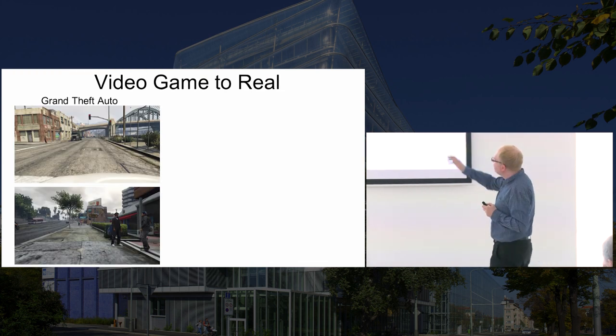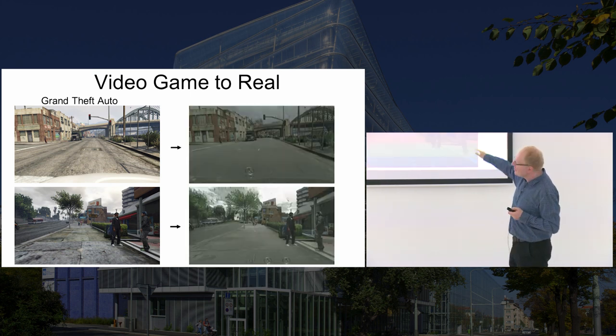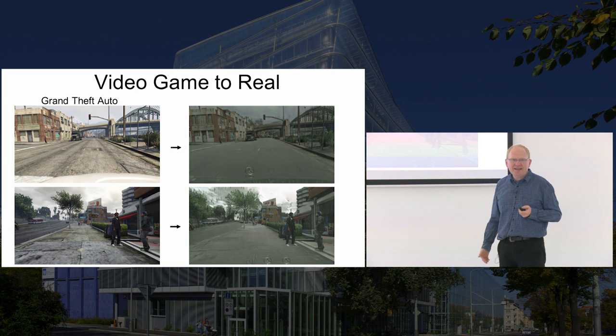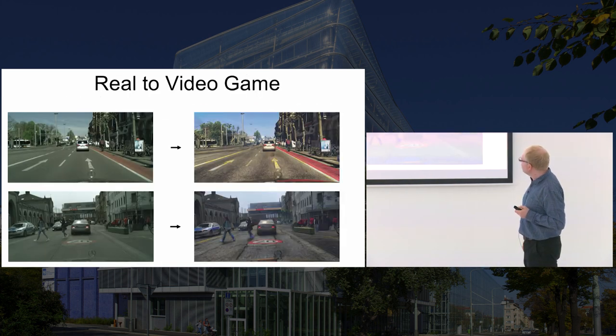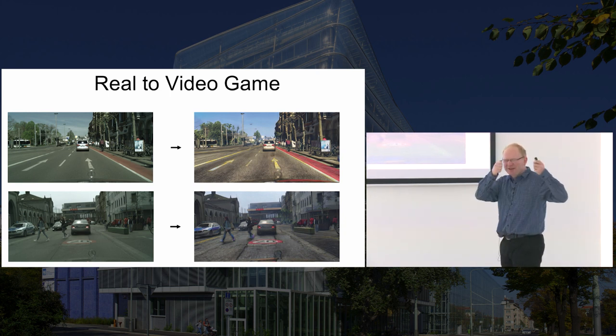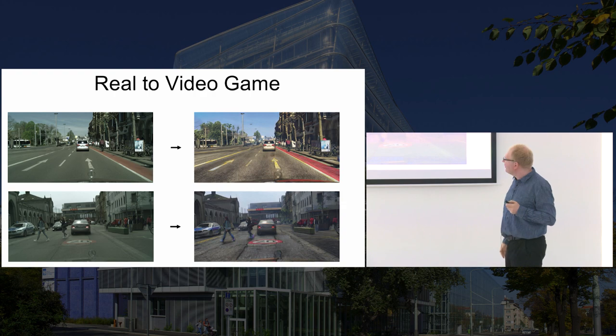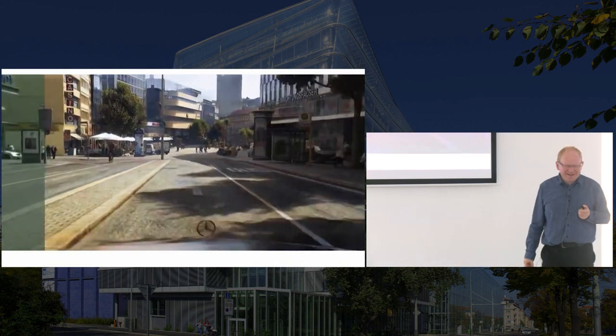We can also apply this to translating between video games and the real world. So this is Grand Theft Auto, and this is making it look like Kitty. So now you can see it looks like old Germany. And you can go the other way around, which is even cooler. People are walking around making their reality look like a video game. So here is an example of reality as a video game.